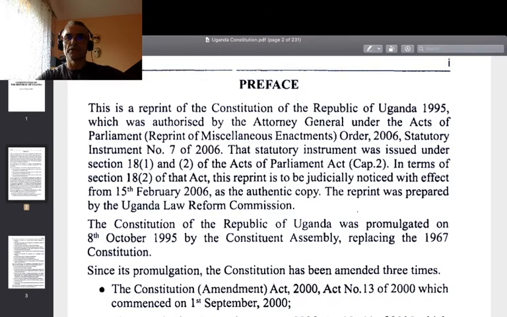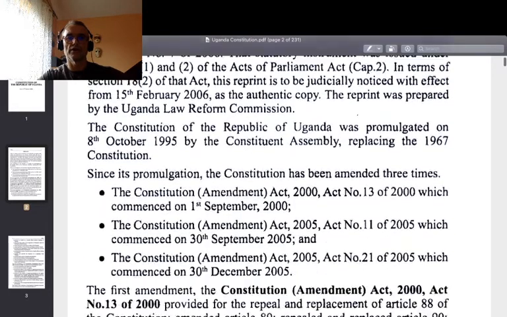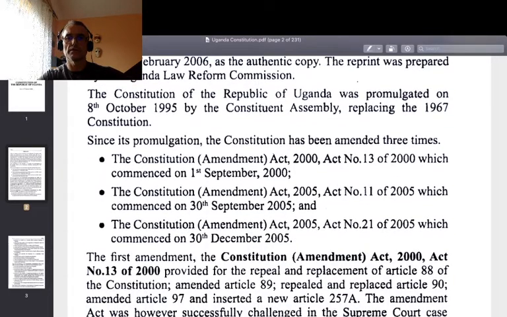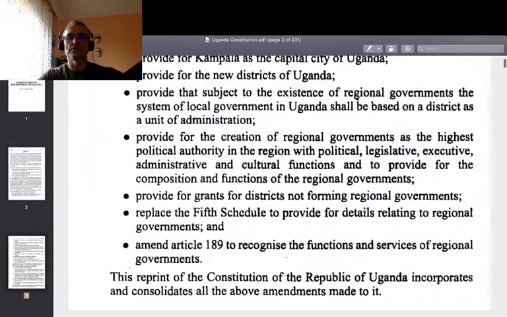That statutory instrument was issued under Section 18(1) and (2) of the Acts of Parliament Act, Cap. 2. In terms of Section 18(2) of that Act, this reprint is to be judicially noticed with effect from February 15th, 2006, as the authentic copy. The reprint was prepared by the Uganda Law Reform Commission. And there are a few amendments on the way in that act, one from 2000 and two from 2005. Let's go a little bit further.